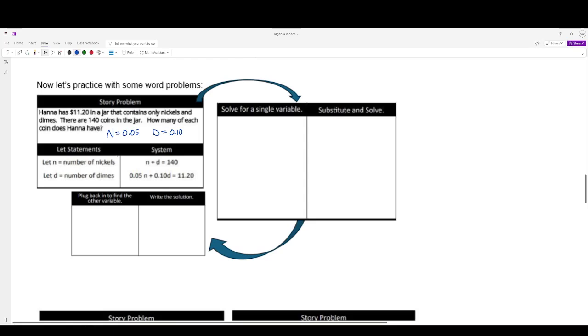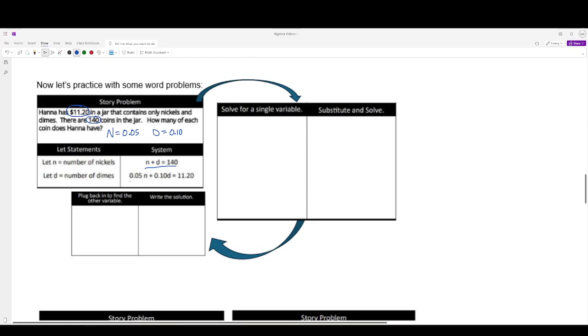So our two equations deal with, first thing is good to think about is what do the equations represent? So we have one equation about the value of her coins, $11.20, and another equation about the amount of her coins, which is 140 coins. So one equation will set up how many coins she has. That's this one, n plus d equals 140, saying her total is 140 coins.